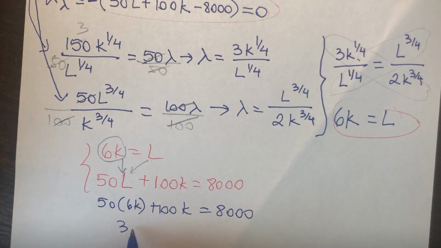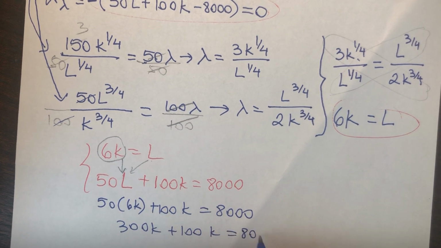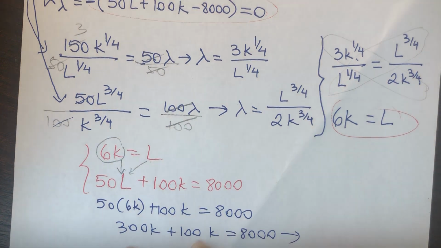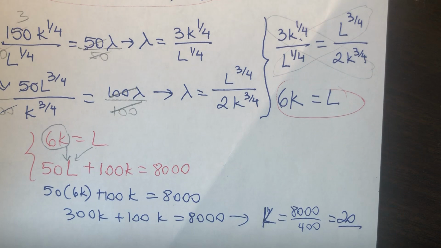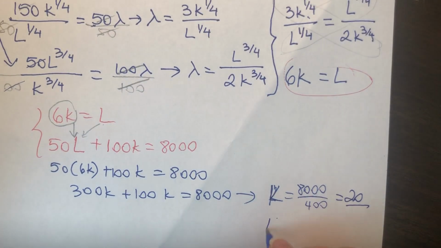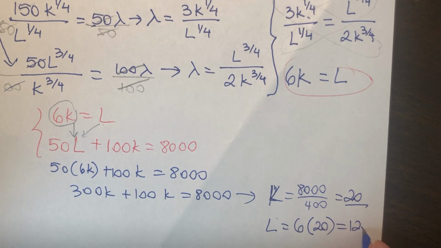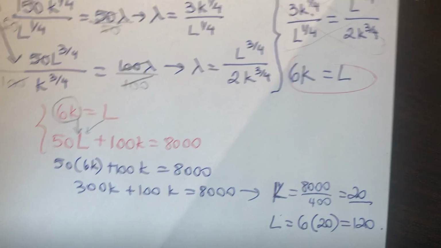So I have 50 times 6K plus 100K is equal to 8,000. So that's 300 plus 100, fine. So that's 400, so 8,000 divided by 400. So this should be a 20. Yeah. So K is 20. Then L is what? 6 times 20, which is 120.